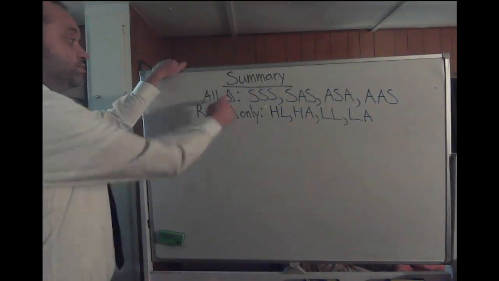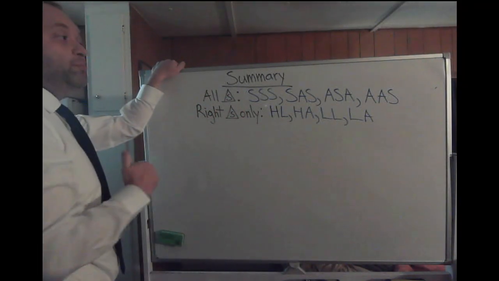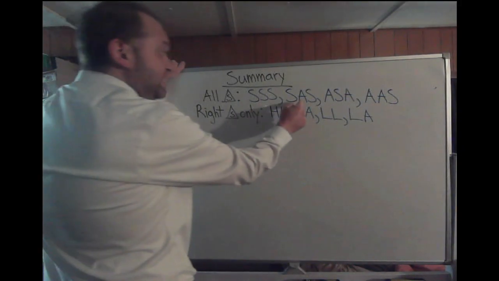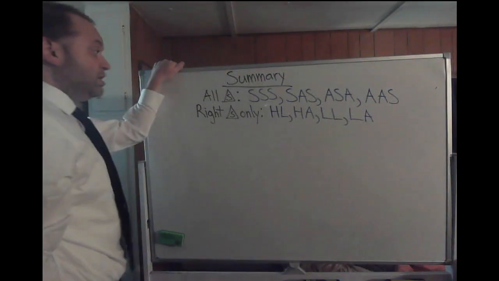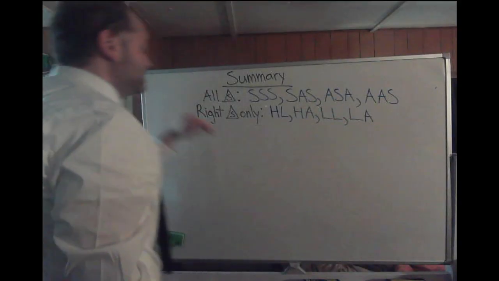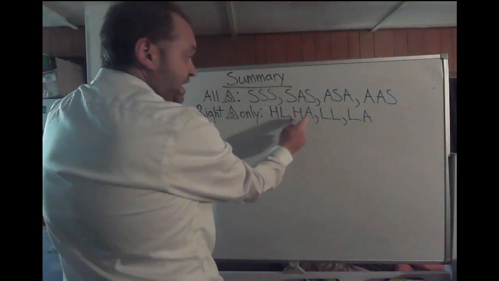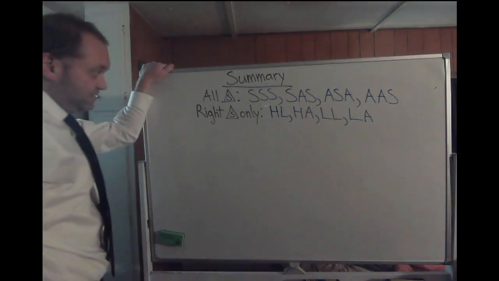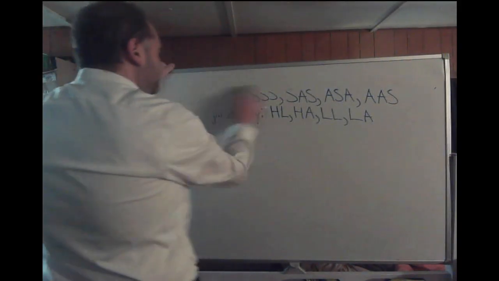So once again, the first four work whether it's a right triangle, obtuse, or acute triangle, no matter what. All of these here, the side, side, side method, side, angle, side method, angle, side, angle method, and the angle, angle, side method work for proving all triangles congruent. The bottom four here only work for right triangles. The hypotenuse leg, the hypotenuse acute angle method, the leg leg method, and the leg acute angle method. So now you have a bunch of methods in your arsenal for proving triangles congruent.